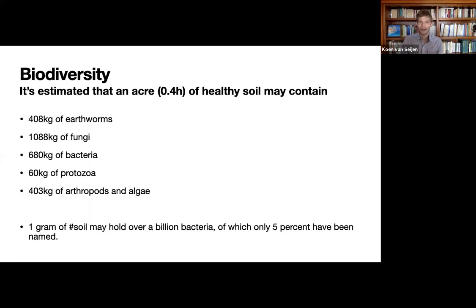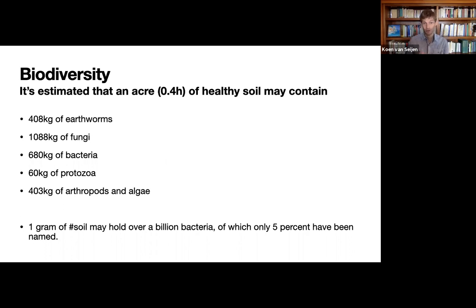Biodiversity. This is a very full slide, but I just want you to see the sheer size. If you have an acre of healthy soil, which is about 0.4 hectares, it's estimated currently, and this is constantly being adjusted, that there are about 400 kilos of earthworms, 1,000 kilos of fungi, 680 kilos of bacteria, 60 kilos of protozoa, and another 400 kilos of arthropods and algae.